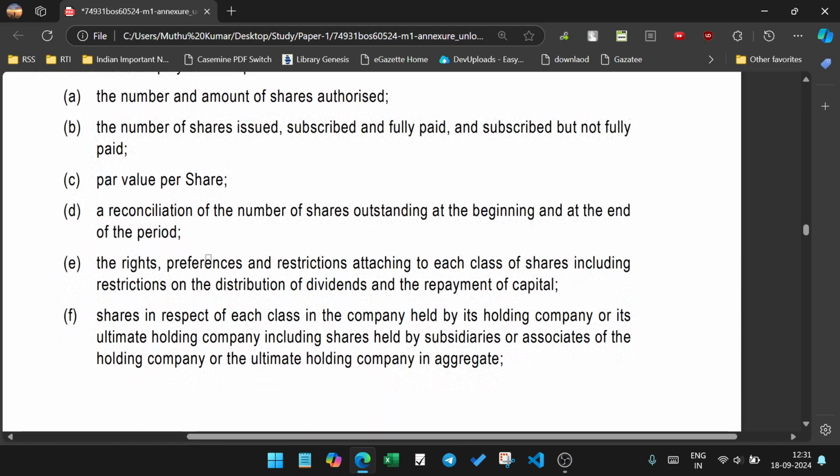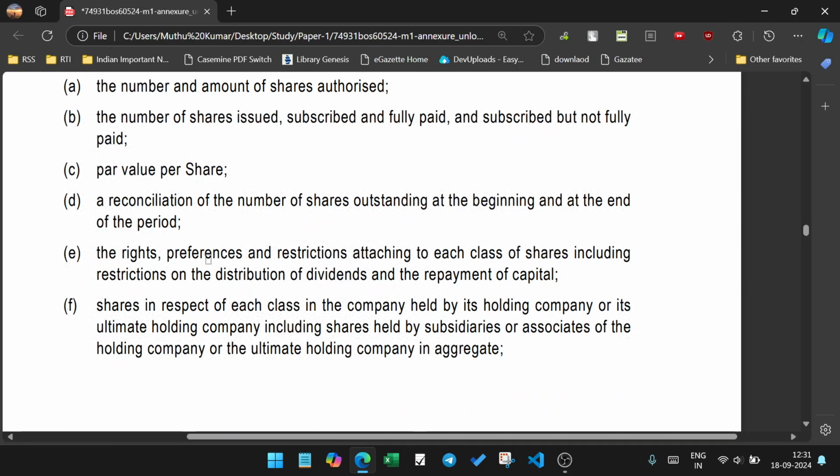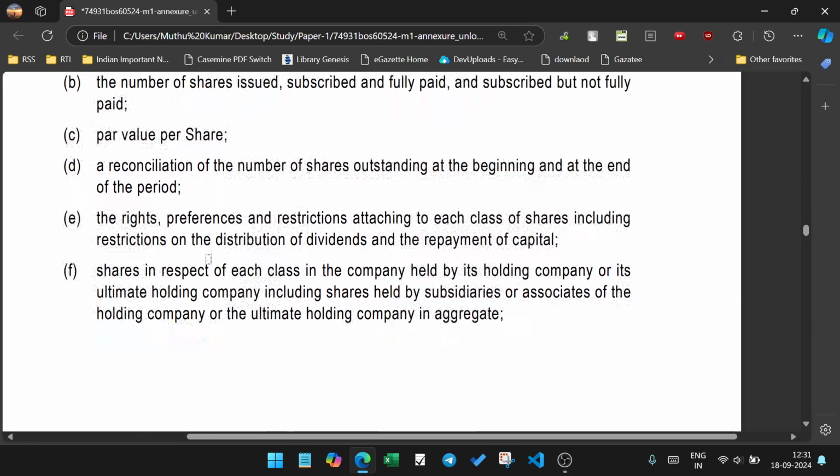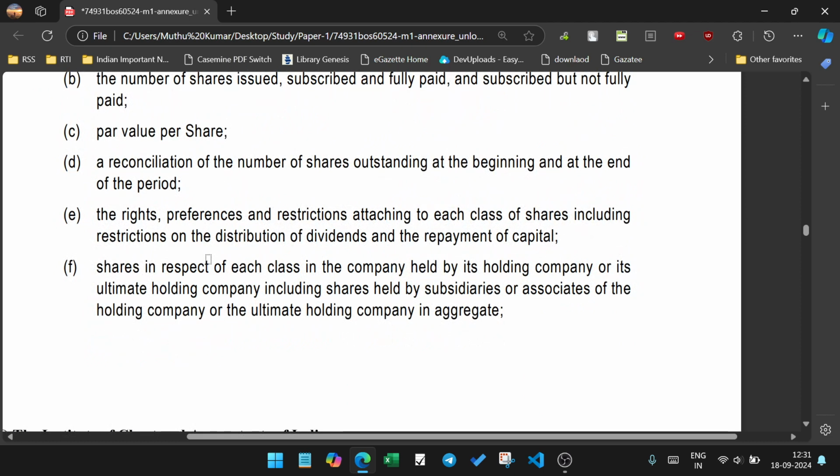Par value per share, a reconciliation of the number of shares outstanding at the beginning and at the end of the period. The rights, preferences and restrictions attaching to each class of shares, including restrictions on the distribution of dividends and the repayment of capital.